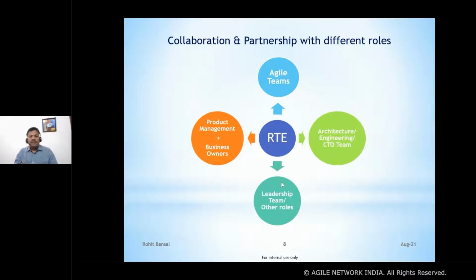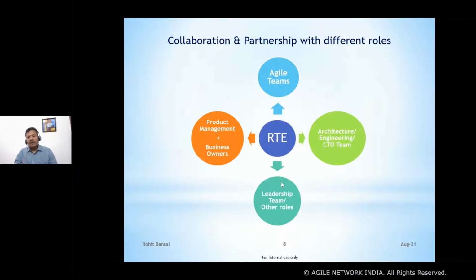Other places, during execution, whenever risk is happening, along with product management, business owners should be aware. Some of the metrics or reports being prepared should be visible to business owners, because finally they are sponsoring your value stream or your program.